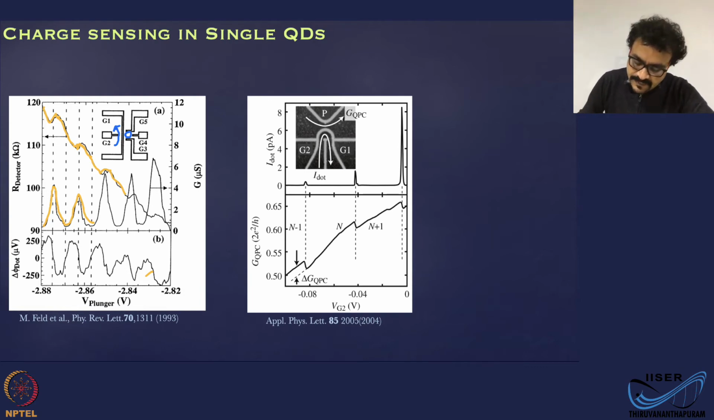This is another example where you have a quantum point contact which is defined by a local oxidation technique on a gallium arsenide, aluminum gallium arsenide heterostructure. And you have a quantum dot and you have a quantum point contact channel. And the Coulomb blockade oscillations of the quantum dot are shown here. And as we have discussed, you can see the height of the Coulomb blockade oscillation is actually decreasing as you make the gate voltage more negative.